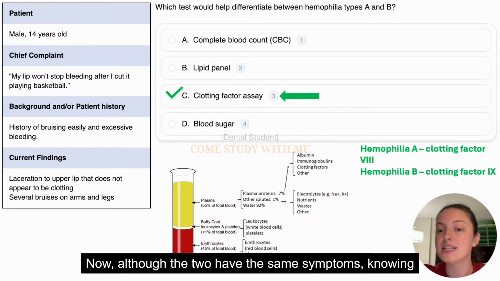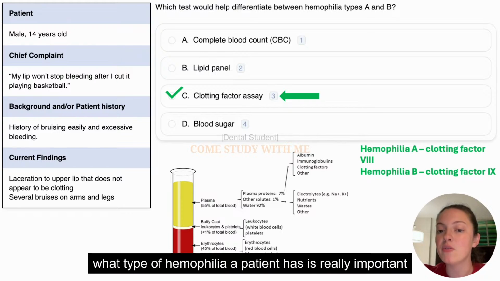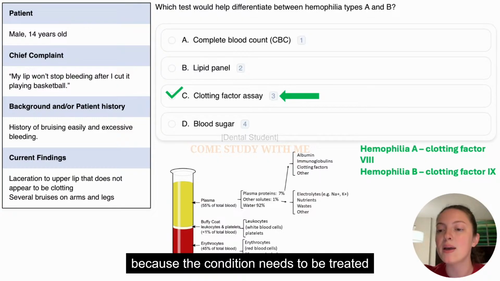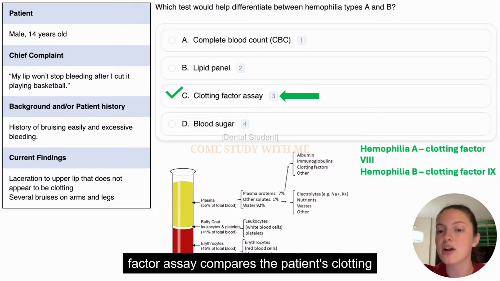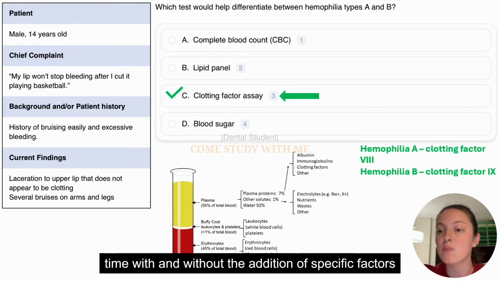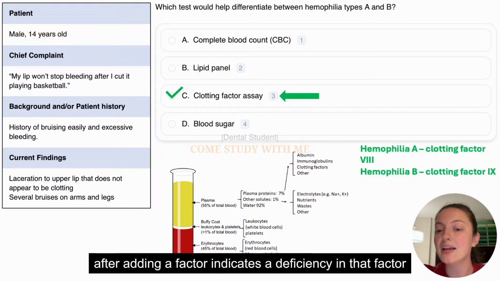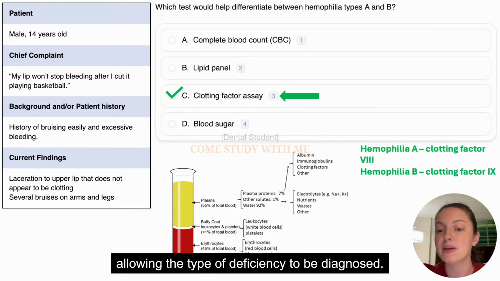Now, although the two have the same symptoms, knowing what type of hemophilia a patient has is really important because the condition needs to be treated by administering a replacement of the specific defective clotting factor. This clotting factor assay compares the patient's clotting time with and without the addition of specific factors, and an improvement after adding a factor indicates a deficiency in that factor, allowing the type of deficiency to be diagnosed.